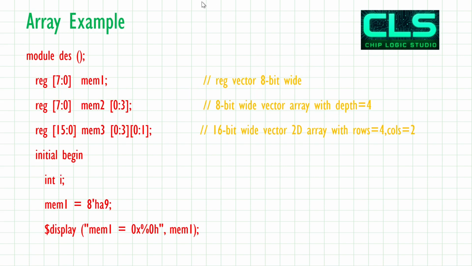Now, array example. We have created a module of this name, and we have created one memory of this, second is this, and third is this. I have already told how to initialize this. We will just have 8 bit here, and we will display this. This is a vector 8 bit and 8 bit byte vector, where I have explained all 3 categories. Now int I will explain in the next slide.